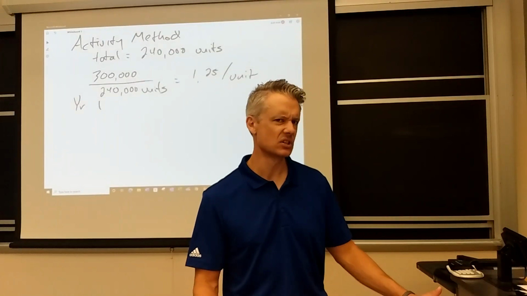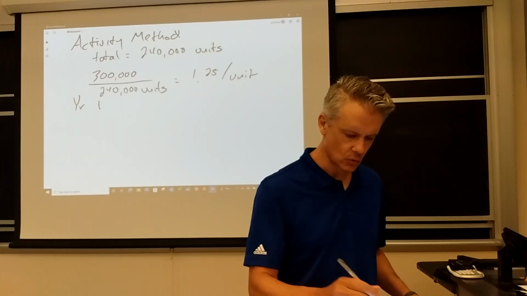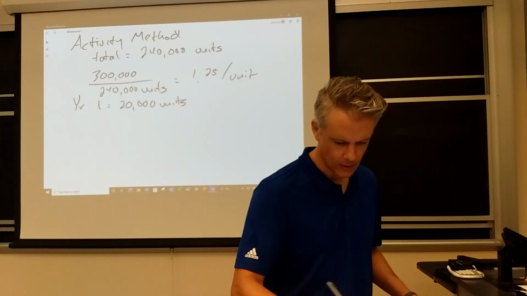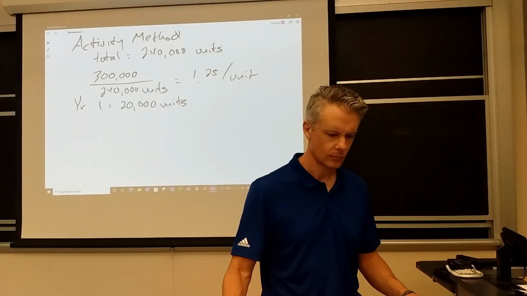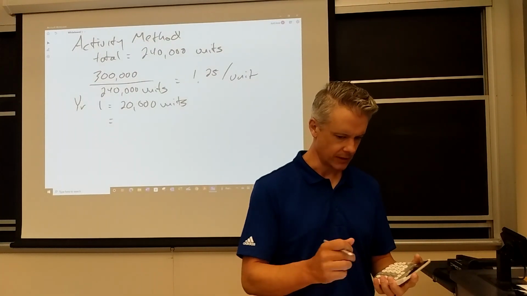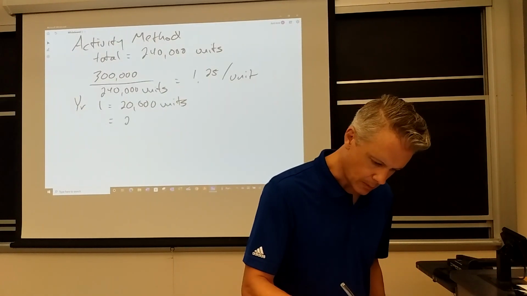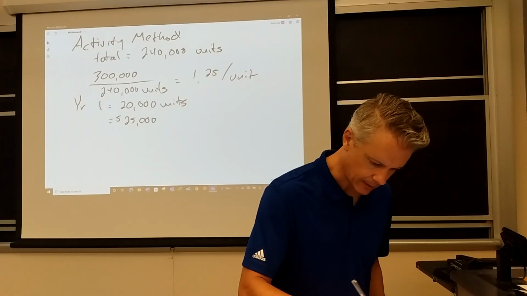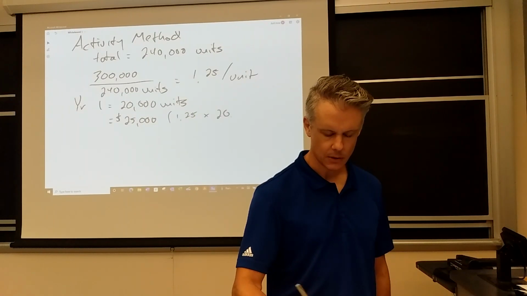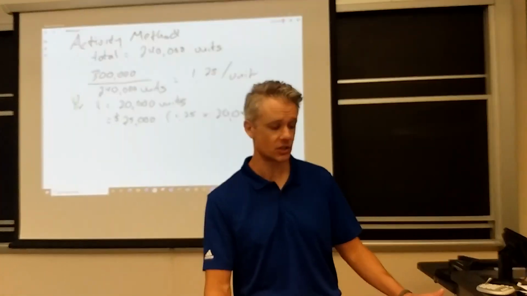The information doesn't give us the number of units because it concentrates on year two. So let's just assume that there were 20,000 units produced in year one. So our depreciation expense under the activity method for year one would come to $25,000. That is $1.25 per unit times 20,000 units. All right, so $25,000 of depreciation taken in year one.